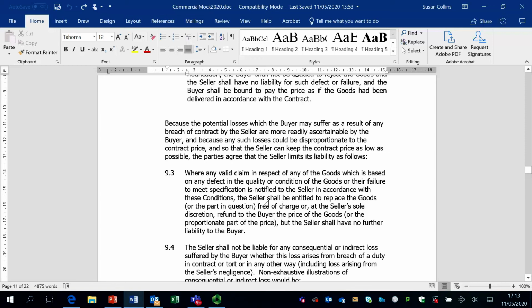If it's notified, then it's setting out here what the remedies are. The seller shall be entitled to replace the goods or the part in question free of charge, or at the seller's sole discretion, refund to the buyer the price of the goods or the proportionate part of the price, but shall have no further liability. So basically the seller's capping their liability at the price as a maximum and making it clear that the seller has the choice either to replace the goods or the part in question, or if they wish at their discretion to refund. But above that, it's capped at the price. No further liability.